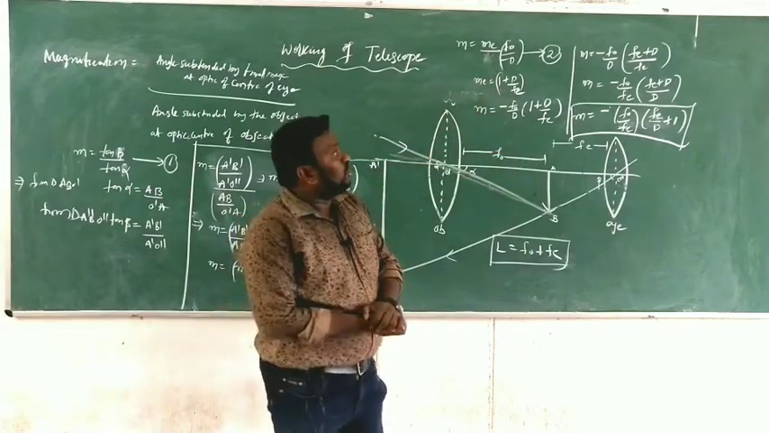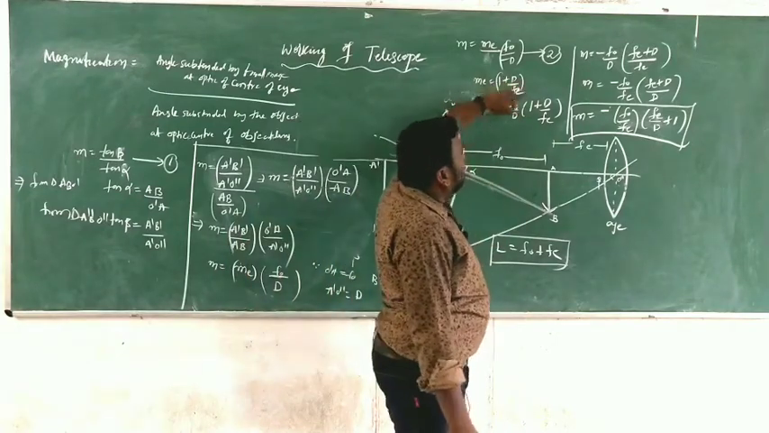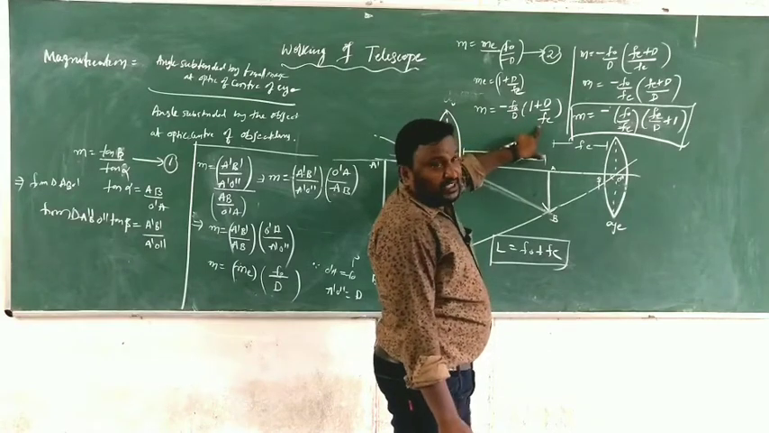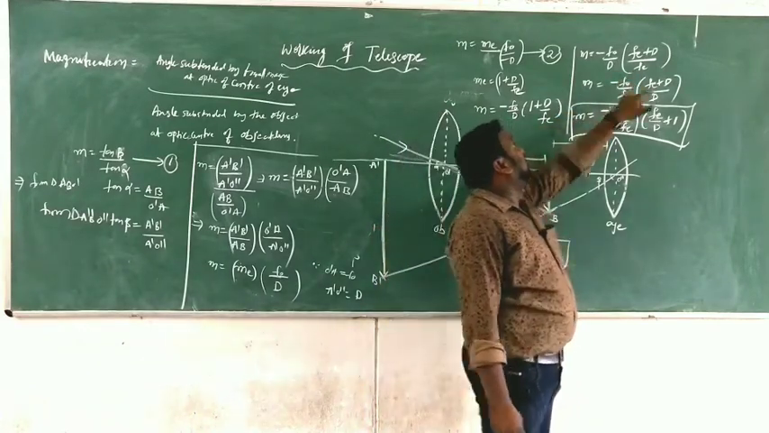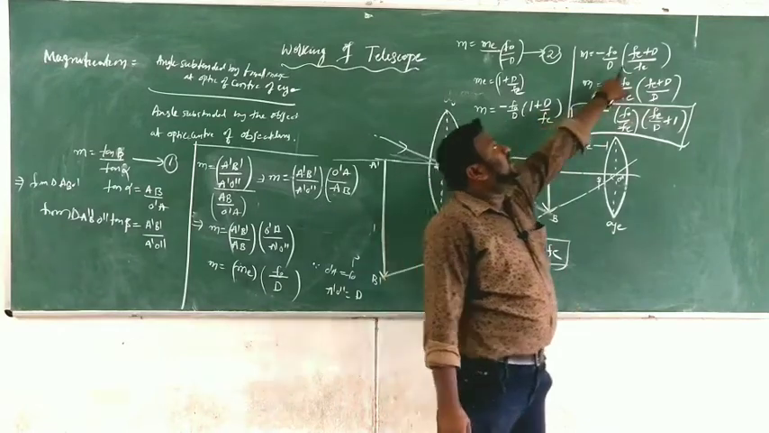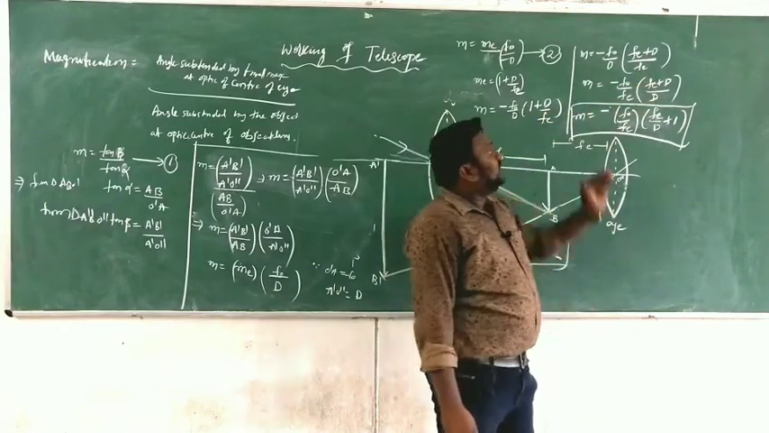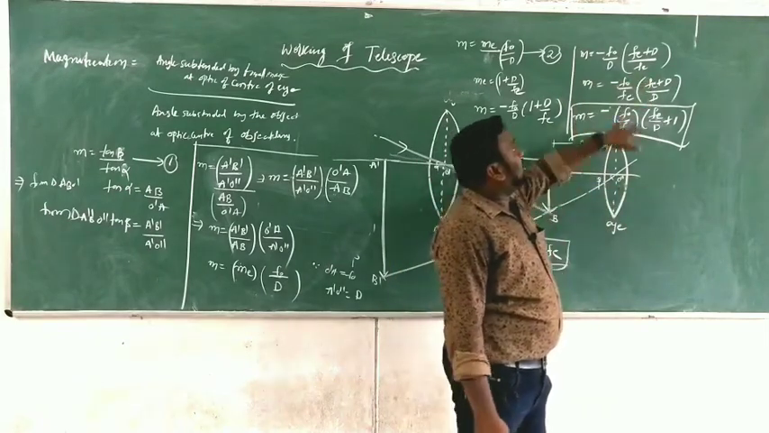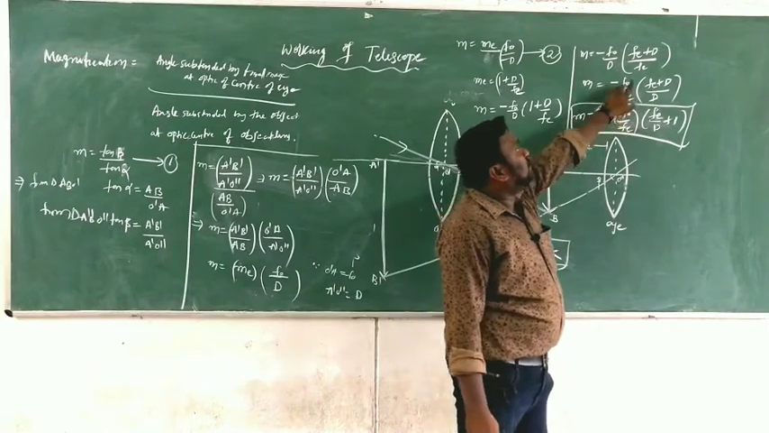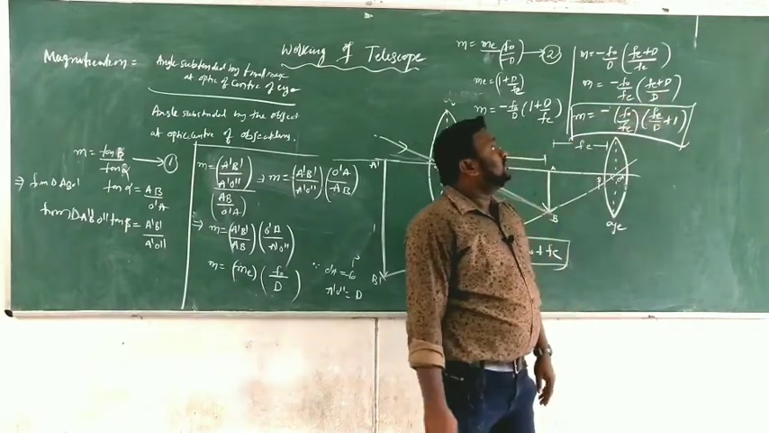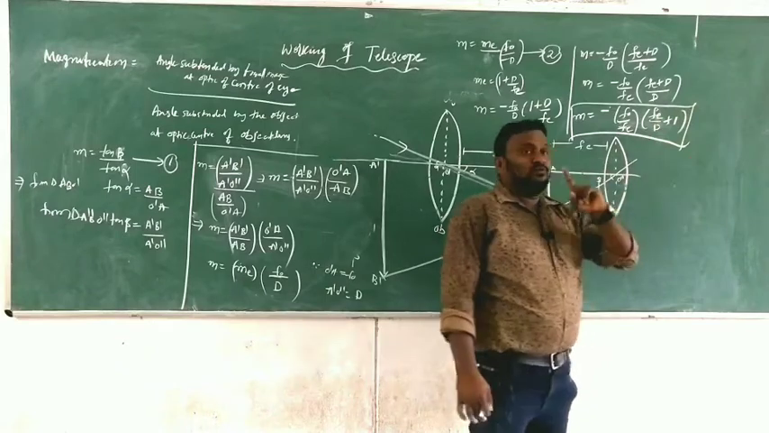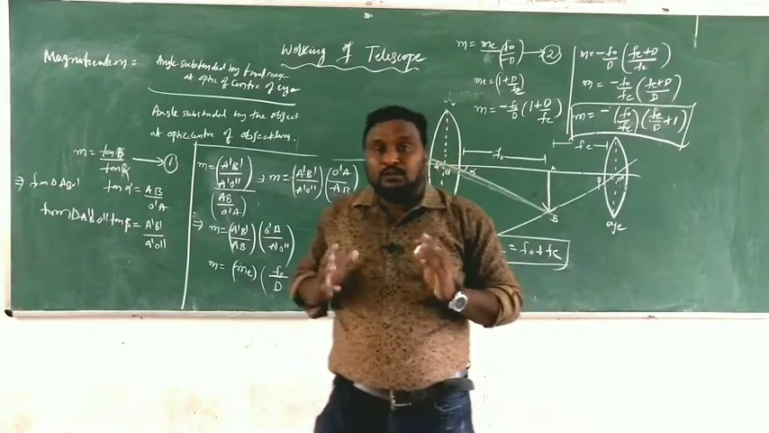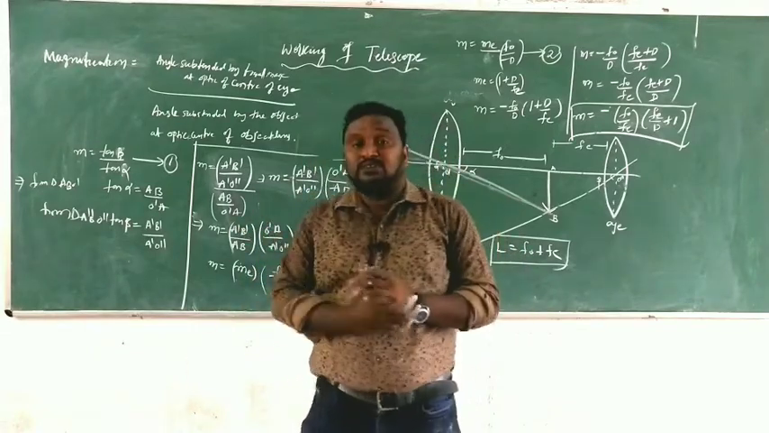From that, finally what are we getting? Here we are doing LCM: minus FO by D into 1 plus D by FE. Here we are doing some LCM. That's what we get, FE plus D by FE. After that, we are taking D into the brackets and bringing FE outside. Then what do we get? Minus FO by FE into FE plus D by D. So again D by D means 1. That's why we are getting this. This is the formula for the magnification of a telescope. Clear, children?